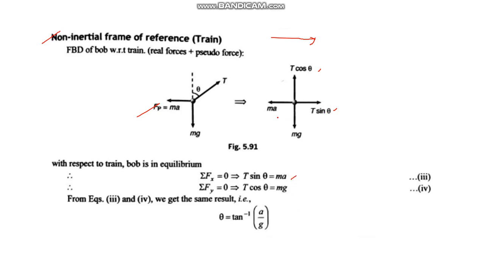If you do that, T sin theta will be equal to ma in x direction, and T cos theta will be equal to mg in the y direction. So here also you are getting the same answer. You can adopt one of these two methods, whichever you are comfortable with. You get the same answer. Only to explain the concept, we are doing it in two different methods.